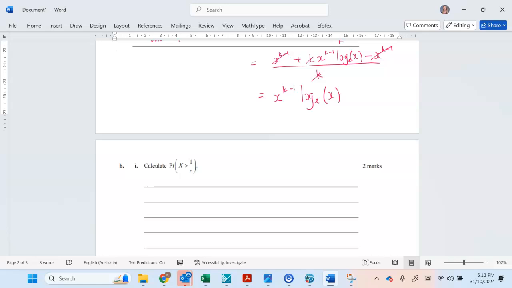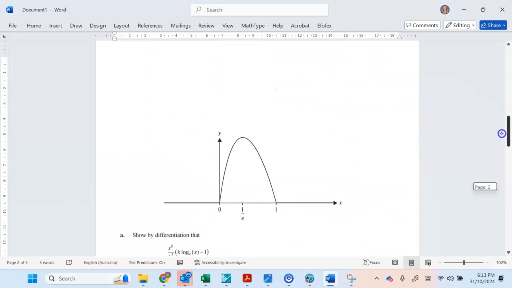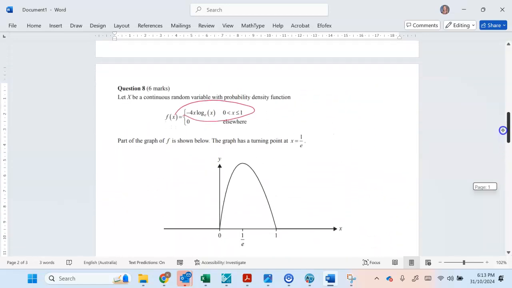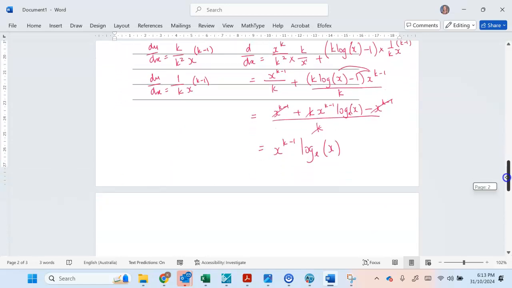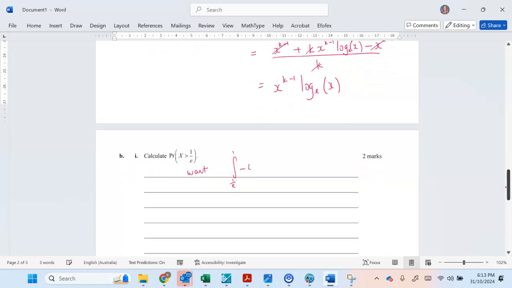So what we want is the definite integral going from, so x is greater than 1 on e, so 1 on e, and our upper terminal is 1. So that was just given to us at the very start. All right, so there's our function, negative 4x log base e of x from 0 to 1. So we're using that function again. I'm going to write it here. And it's important to write it instead of just writing f of x, because it's good to see what you actually want.